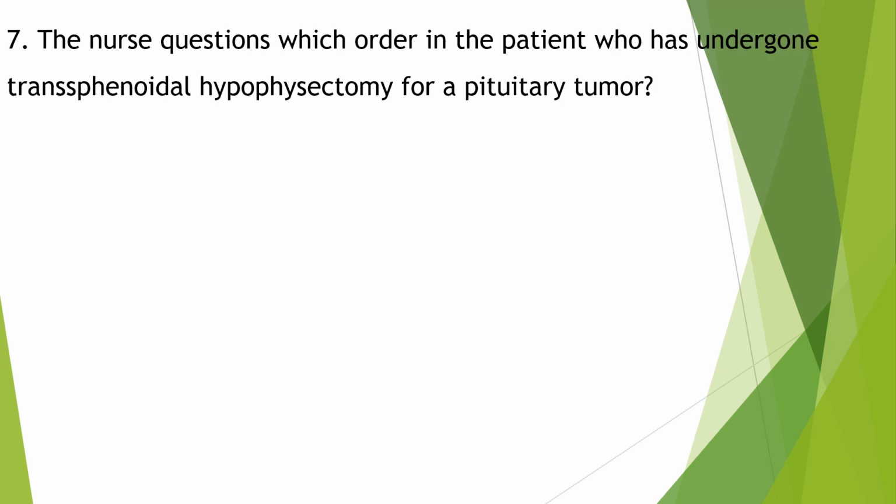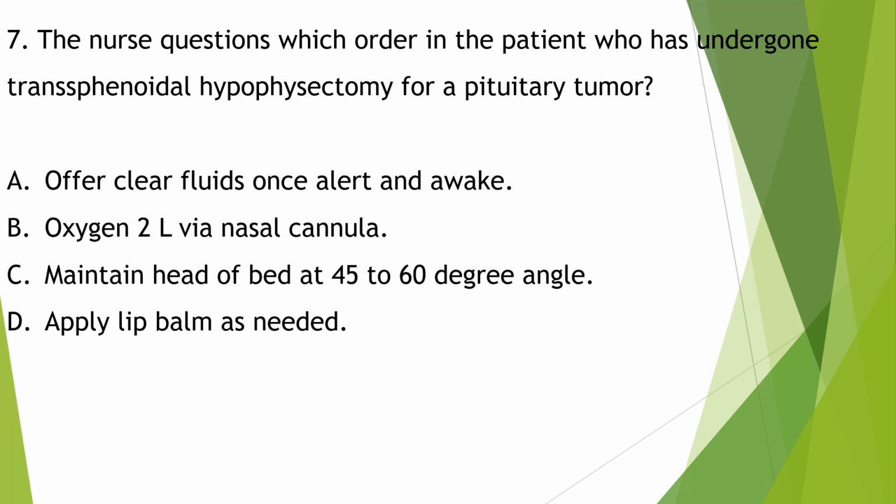The nurse questions which order in the patient who has undergone transsphenoidal hypophysectomy for a pituitary tumor? Offer clear fluids once alert and awake, oxygen 2 liters via nasal cannula, maintain head of the bed at 45 to 60 degree angle, apply lip balm as needed.